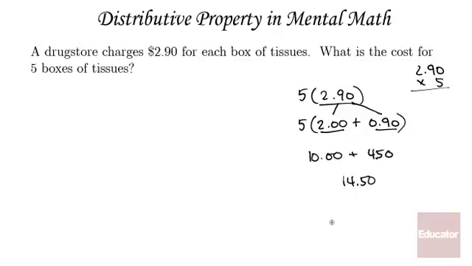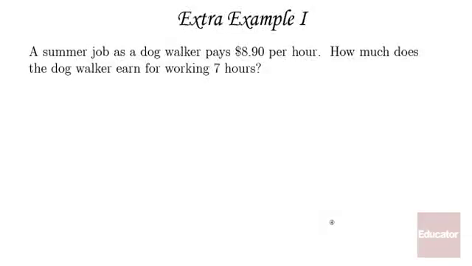So I might have been able to do that calculation in the store without having to do any writing. A summer job as a dog walker pays $8.90 per hour. How much does the dog walker earn for working 7 hours? So I'm going to take 7 times $8.90.